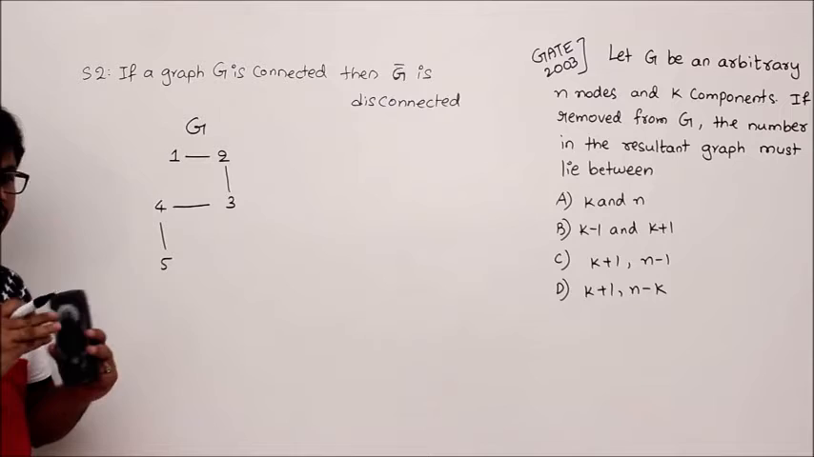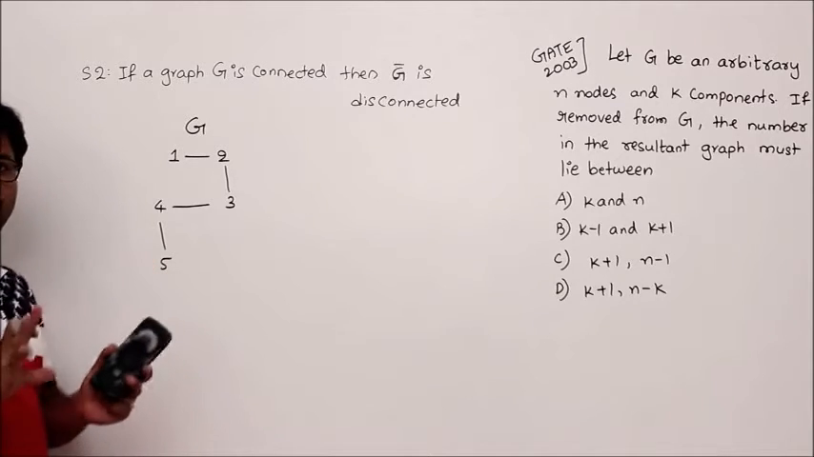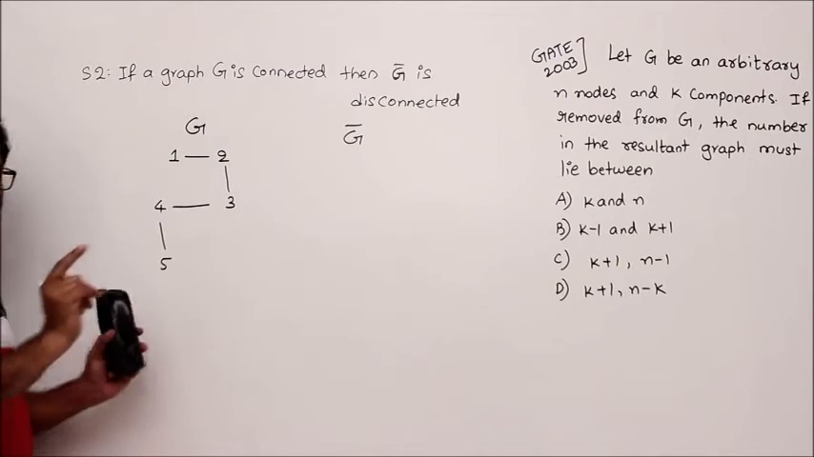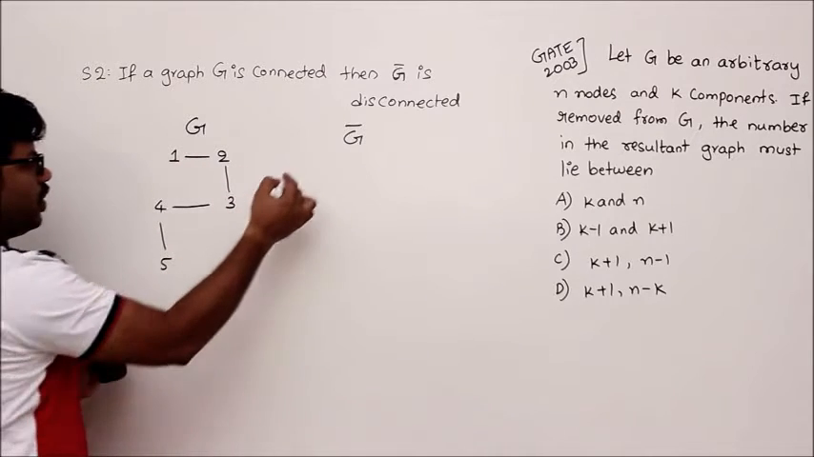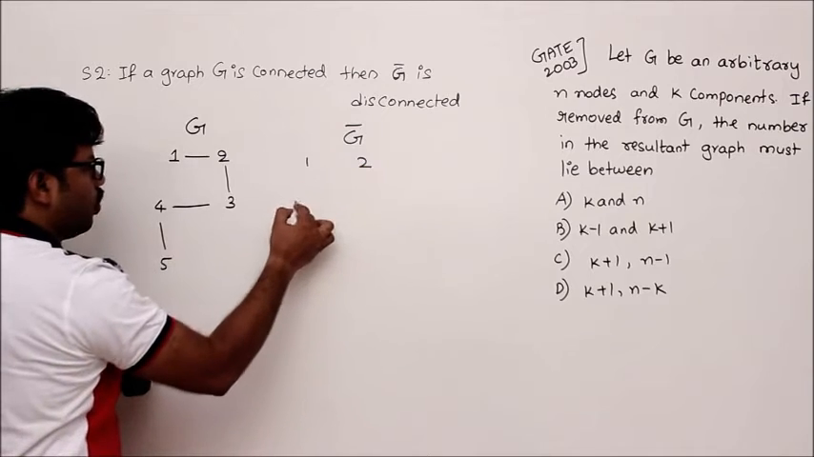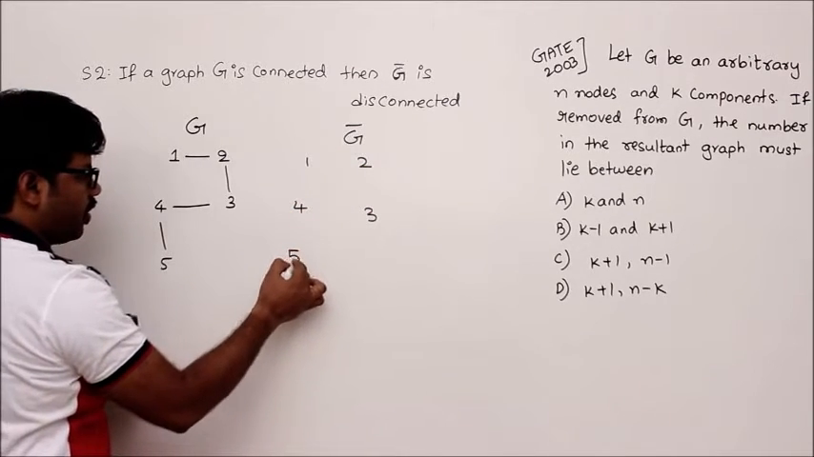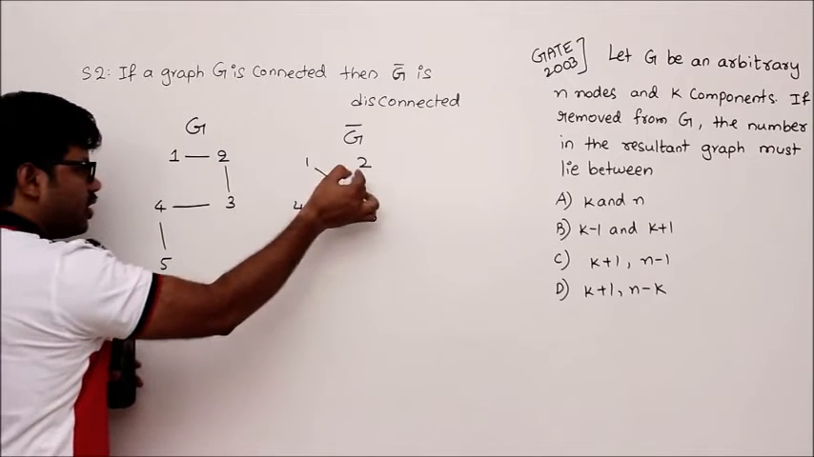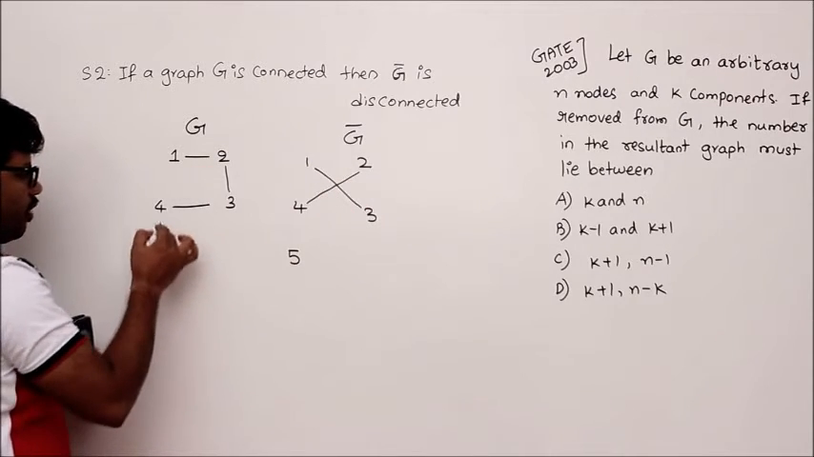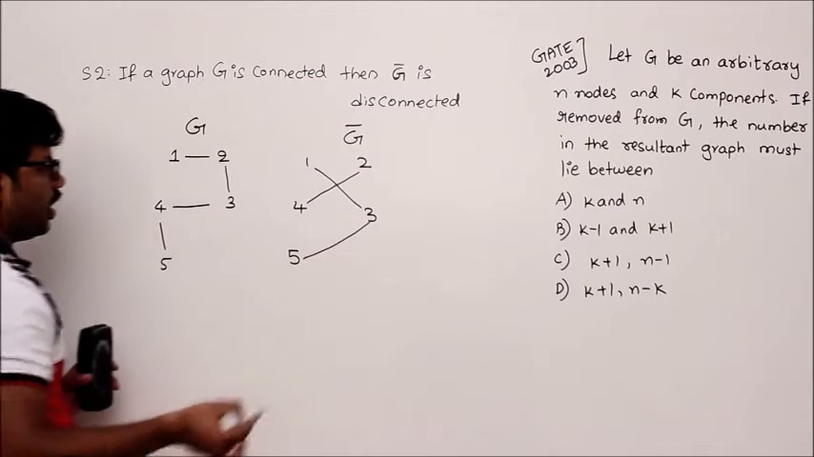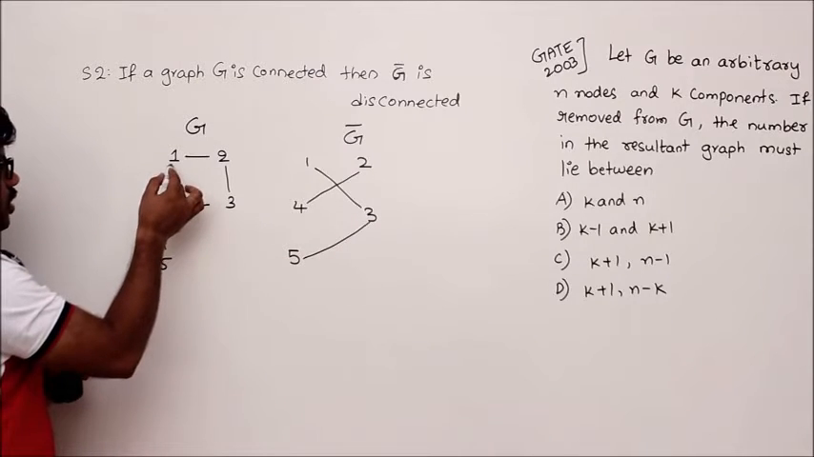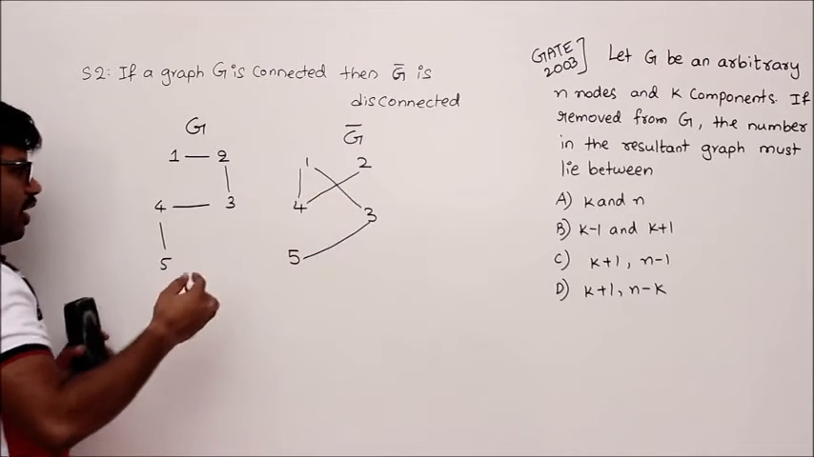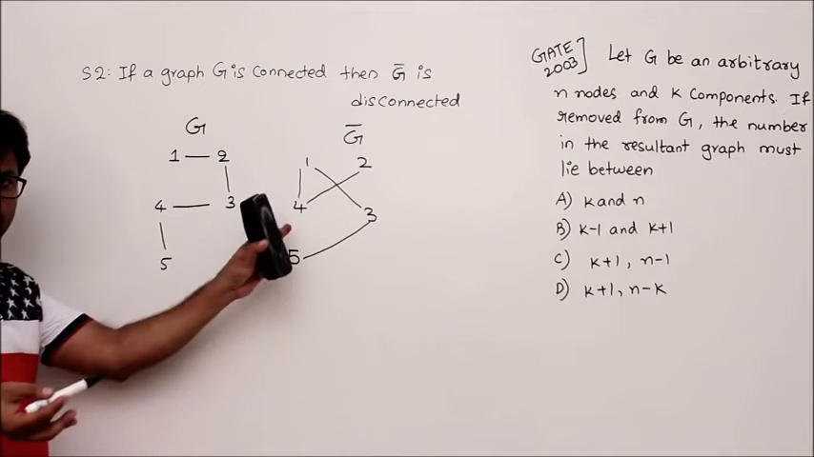To connect it, I have taken as few edges as possible, and I would like to observe G bar. Is this G bar connected or disconnected? Let me do it. 1, 2, 4, 3, 5. Between 1 and 3 there is an edge. Between 2 and 4 there is an edge. Between 5 and 3 there is an edge. Between 1 and 4 there is no edge in G, so definitely there is an edge in G bar. Already you see it's connected, and I am supposed to add a few more edges to this one.